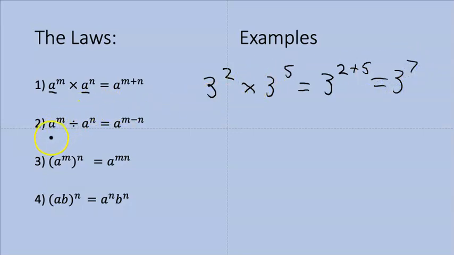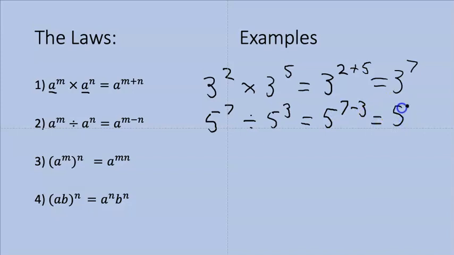Law number 2, if I divide it, then I take away the powers. So let's say if I've got 5 to the power of 7 divided by 5 to the power of 3. That means in the powers, I must do 7 take away 3. That gives me 4. So it's 5 to the power of 4.